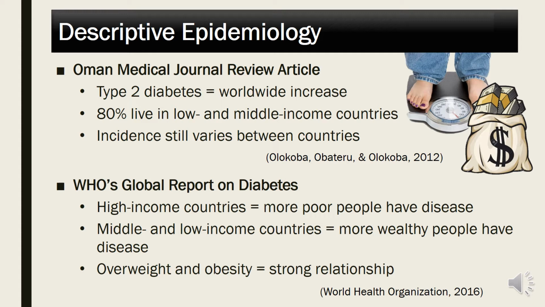A characteristic that's strongly related to developing diabetes is being obese or overweight. Unfortunately, the number of obese and overweight people has been increasing in almost all countries of the world, which correlates with the rise of type 2 diabetes.